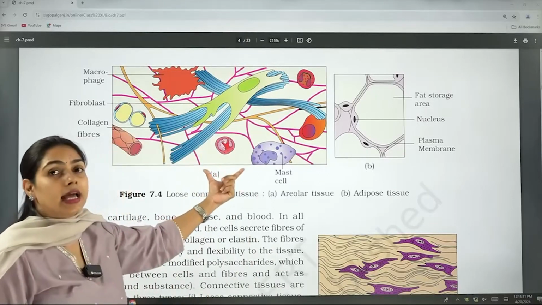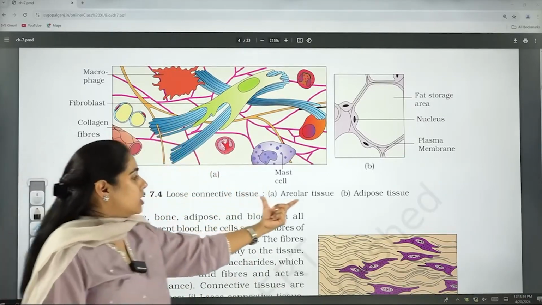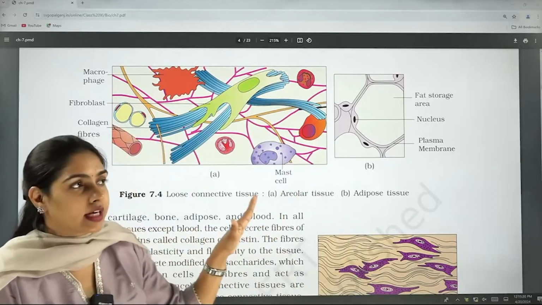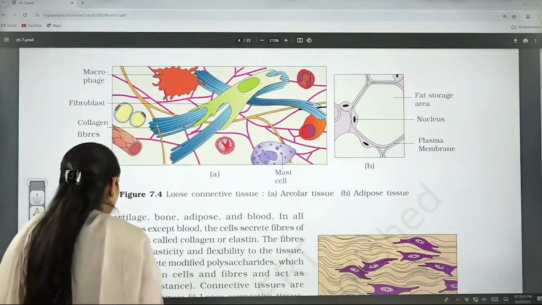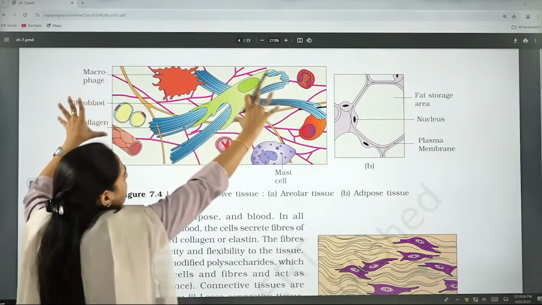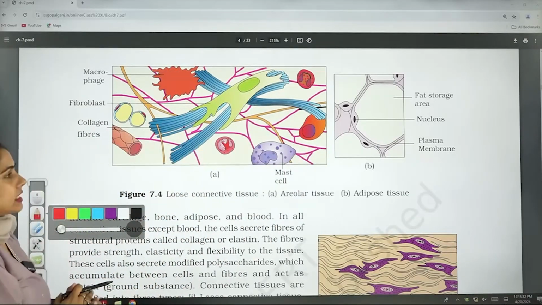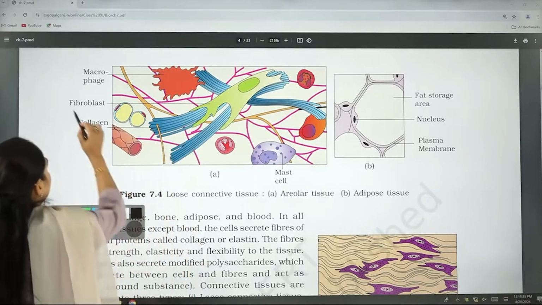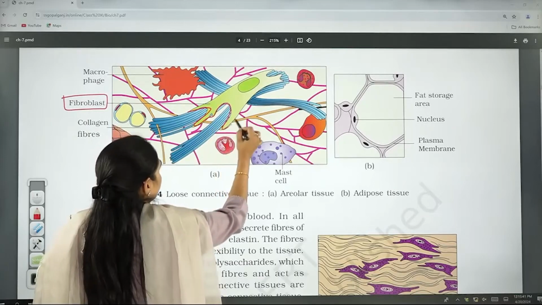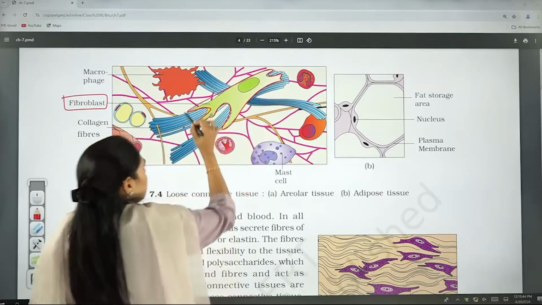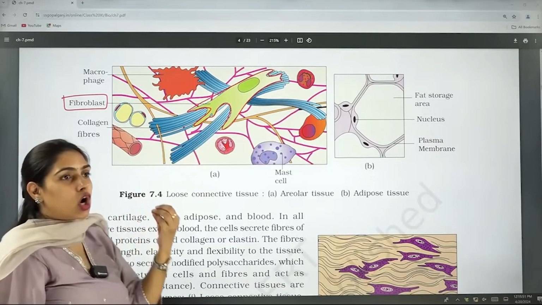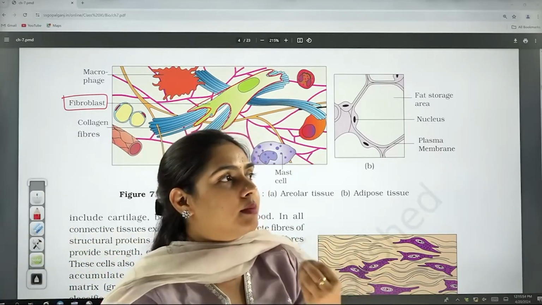So now this is the diagram from NCERT. This is the diagram of areolar tissue. Areolar tissue is one type of connective tissue. I will tell you the types of connective tissue, but let us see the beautiful components of the connective tissue. Can you see the fibroblast? This is the fibroblast. This is the cell. This diagram is not complex. It is very simple.